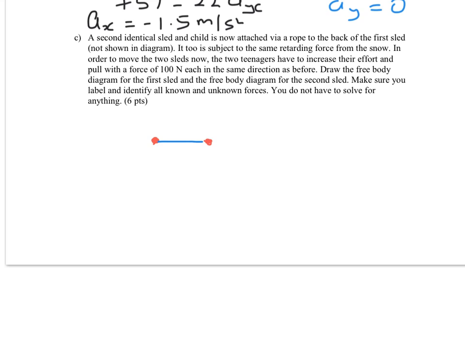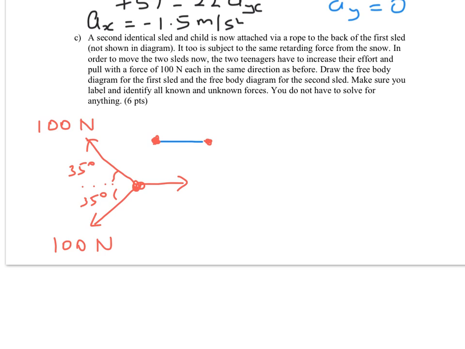This is the first sled. Once again, we're looking from the top view. And right now, you have 100 newtons. They increase their effort. The other one also pulls with 100 newtons. They're still at a 35-degree angle. Okay. Now, the first sled, it still has contact with the snow, so it still is subject to the 57 newton retarding force because of the snow.